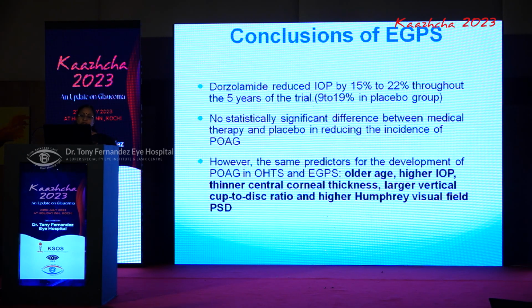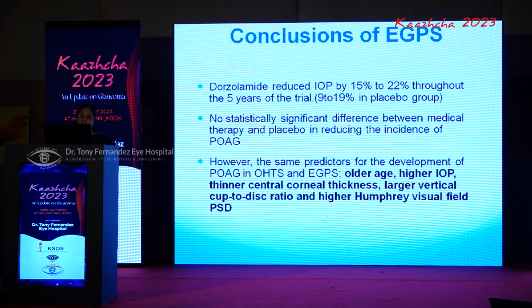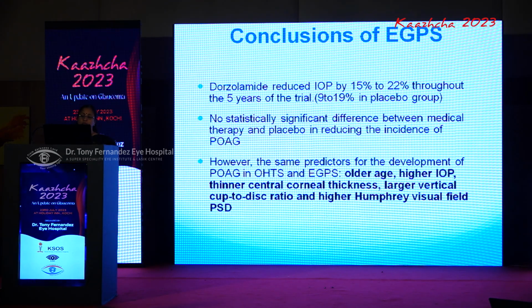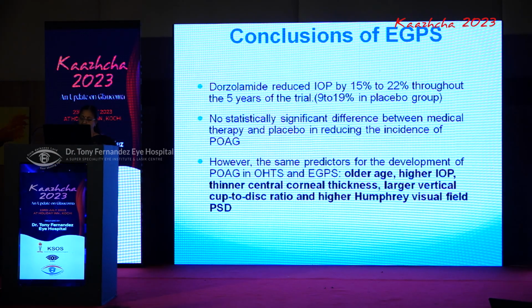The EGPS could not show any statistically significant difference between the medical therapy and placebo in reducing the incidence of POAG. But it could find some predictors for the development of POAG, the same as in OHTS: older age, higher IOP, thinner CCT, larger vertical cup disc ratio, and a higher PSD in the HFA.